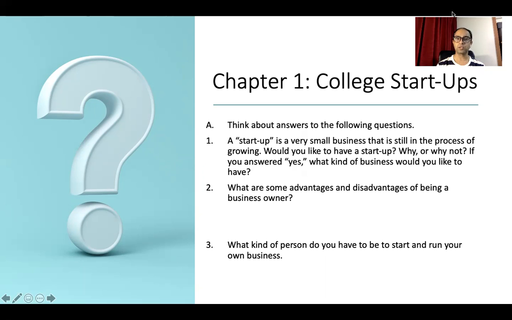The meaning of startup: a small business. It's not big and already established. It's in the process of growing. It's coming up. It's a beginning business. Now your turn. Would you like to have a startup? In other words, would you like to start your own business?